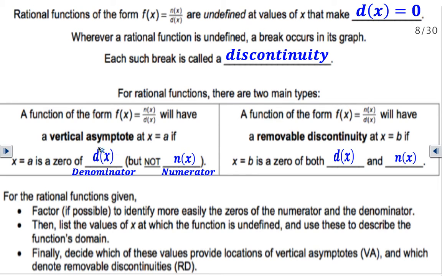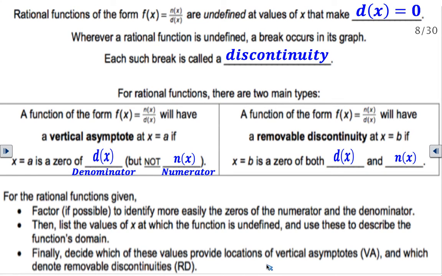Okay, so if you have a 0 in the denominator but it is not also a 0 of the numerator, then you're going to have a vertical asymptote at that 0. If you set your numerator equal to 0 and you get the same solution as you do when you set your denominator equal to 0 and solve for x, so it's said to be a 0 of both the numerator and the denominator, then you're going to have what's called removable discontinuity.